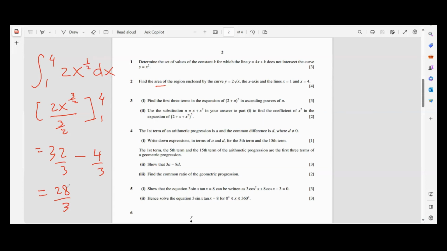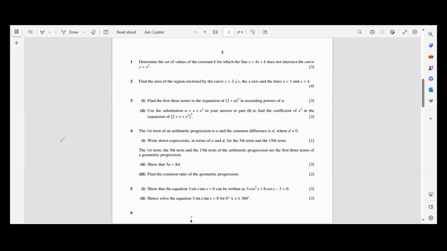Okay, now we go to number 3. So for number 3, it says find the first 3 terms of the expansion of that, in ascending powers of u. Ascending means it starts from u to the power 0, and then u to the power 1, and then u to the power 2.